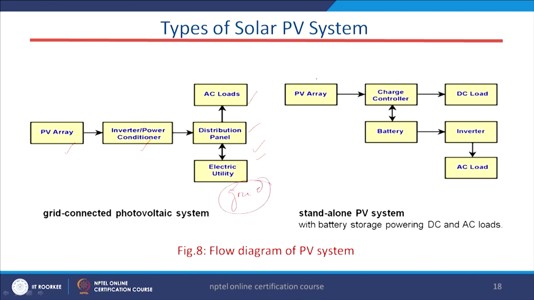And now the second one is our standalone PV system. Here the PV array, and from there the DC output power will go to the charge controller, and from the charge controller it will go to the DC load, or it will go to the battery, and from the battery it will go to the inverter, and the inverter will supply AC power to the AC loads. So, these are basically the types of solar system.